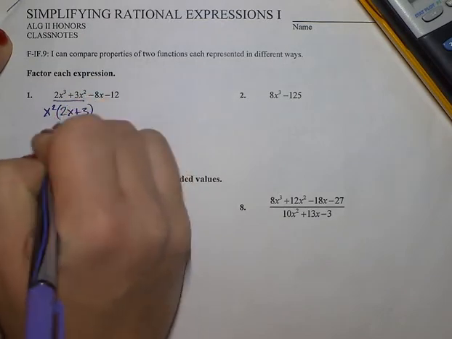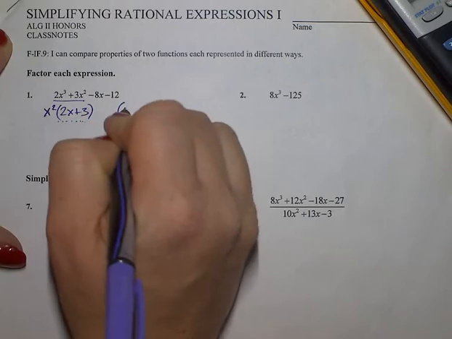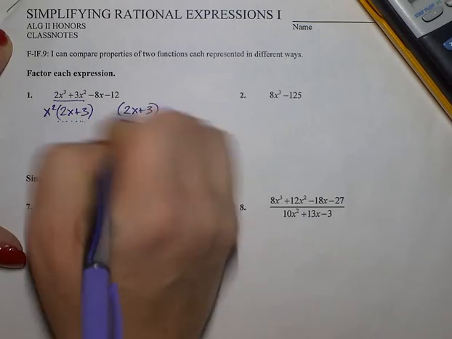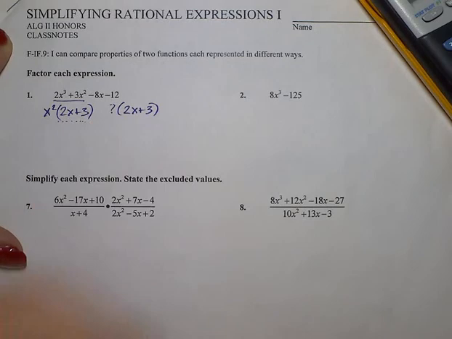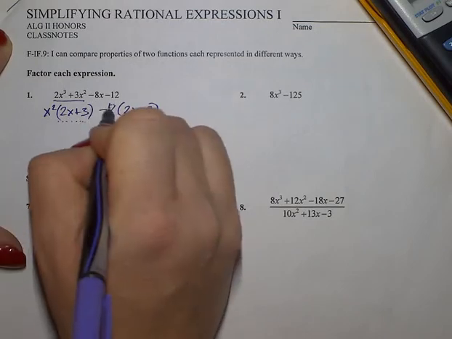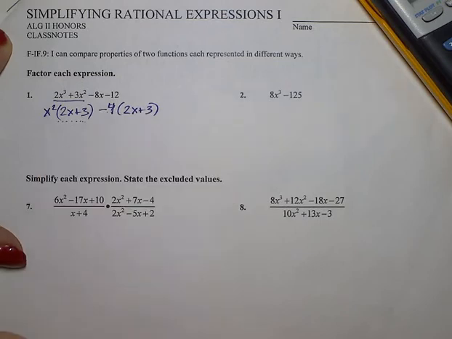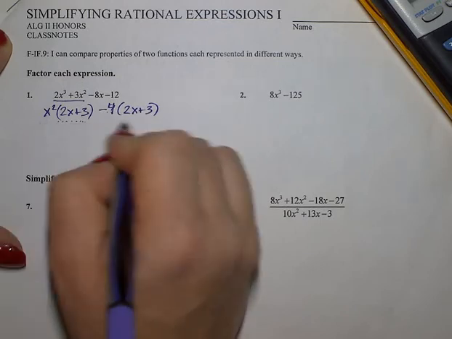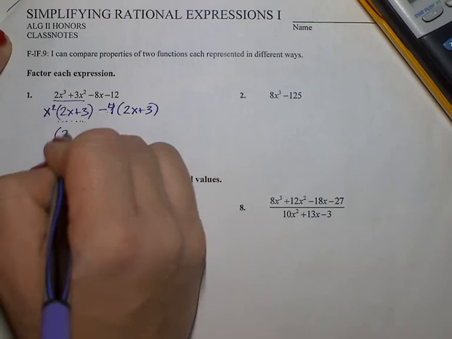I'm going to copy and paste, just like I would on a computer, a 2x plus 3 in back, and put a really light question mark. What times 2x is negative 8x? The answer is negative 4. And is negative 4 times 3 negative 12? It is. Now this front half and this back half both have a 2x plus 3.